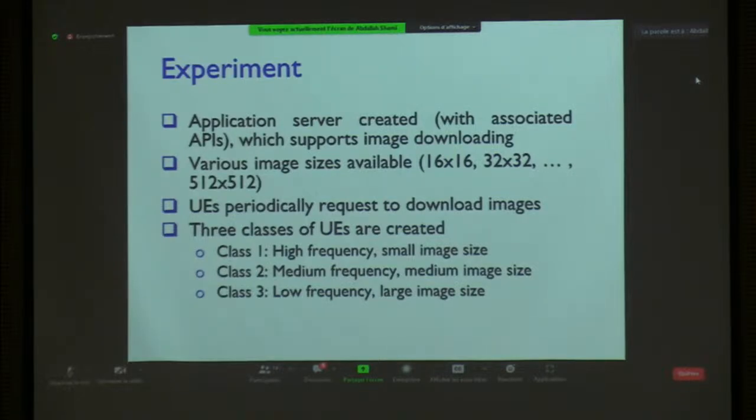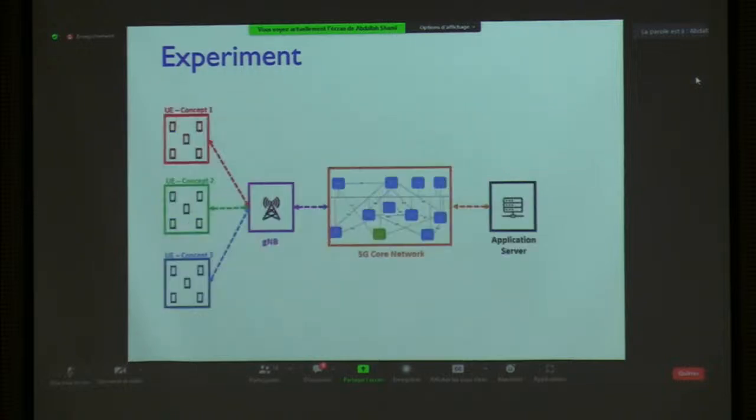So for our experiment, we have built an application server which supports image downloading. So we have users just downloading images. And we have three concepts, so we can think of three classes that represent three concepts. The first class is user equipment requesting small images at a very high request frequency. The second class is a medium frequency request with medium image size. And the final class is low frequency requests of large image sizes.